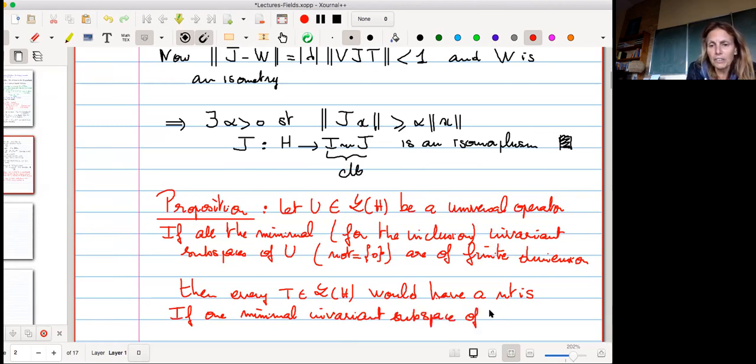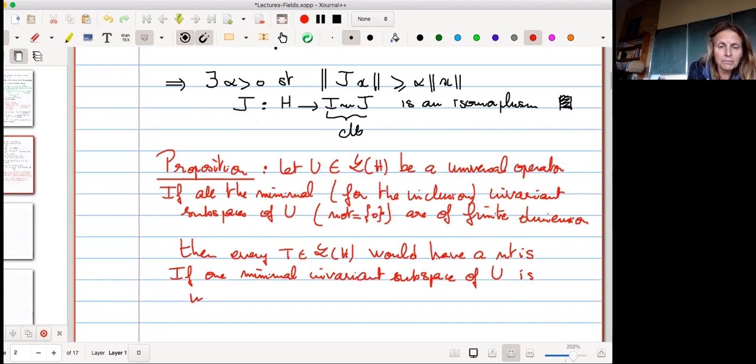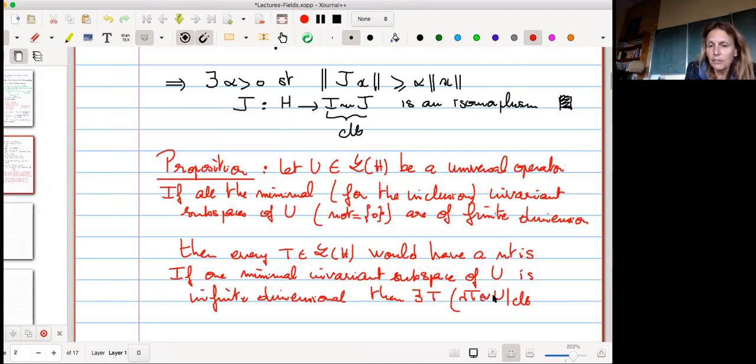And if one minimal invariant subspace of this universal operator is infinite dimensional, then we have found a T, which is in fact U restricted to this M, similar to lambda T, where lambda is not zero, and we have found a T with no non-trivial invariant subspace.